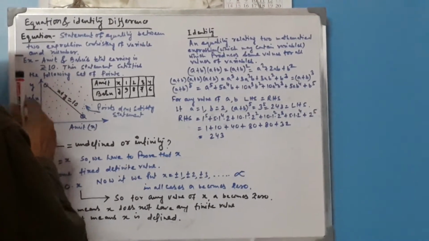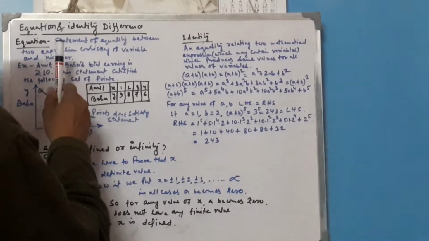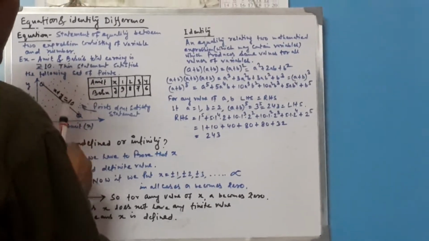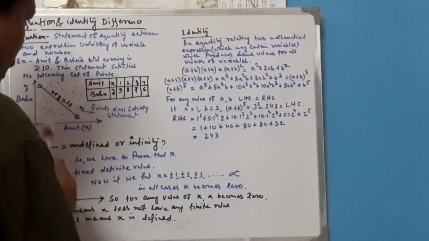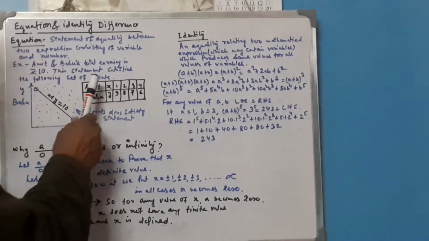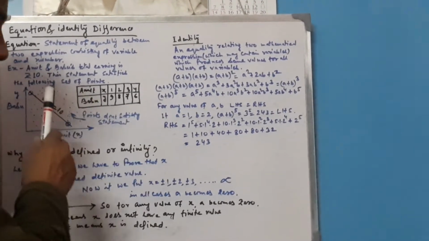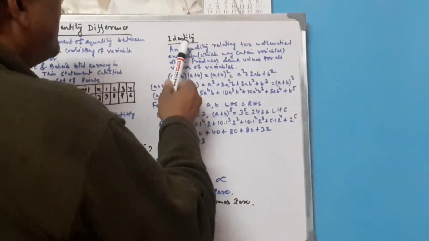So an equation is a statement logically correlated with a numerical number with an equal sign in between, and there are only a few points in the system which satisfy the equation. That is the equation. Now let us come to the identity.